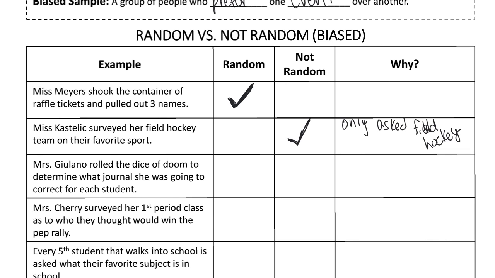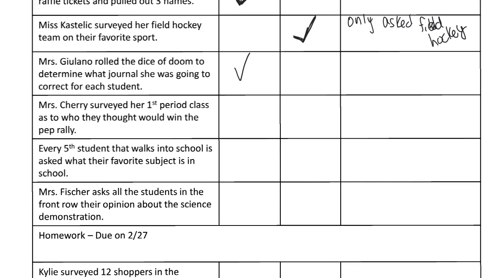Miss Giuliano rolled the dice of doom to determine what journal she was going to correct for each student. Think that's random or not random? That would be random. All right, I want you to pause and try the next 3. So try Miss Cherry, every 5th student, and Miss Fisher. So pause, work on those.